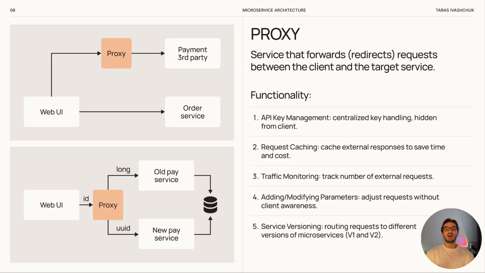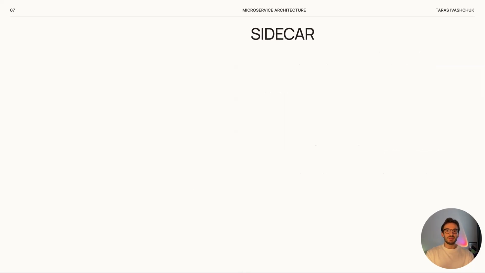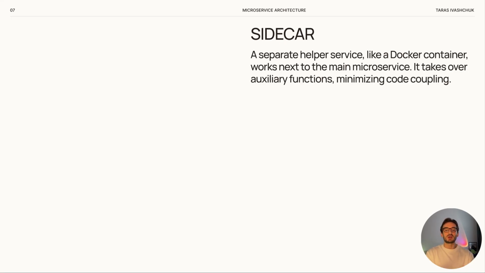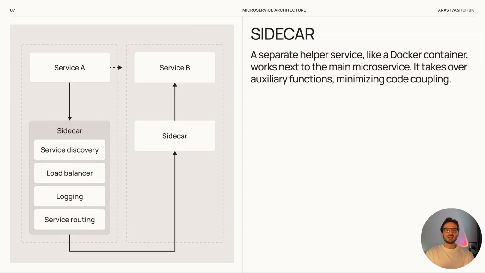Well, let's look at the sidecar. It is basically a helper service or a component that runs next to the main microservice. You can imagine it like a sidecar of a motorcycle. They always move together, but they are still separate parts. In Kubernetes, for example, this can be two Docker containers running inside one pod. The main purpose of sidecar is to take over helper functions, so that the main microservice can stay simple and with less coupling in its code.